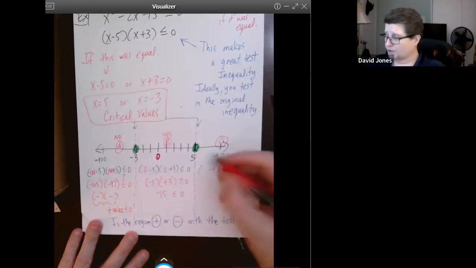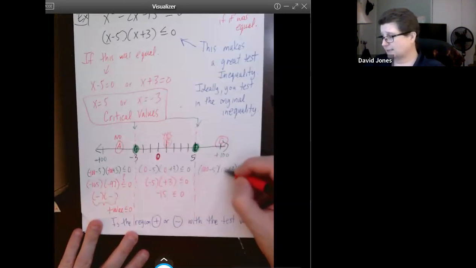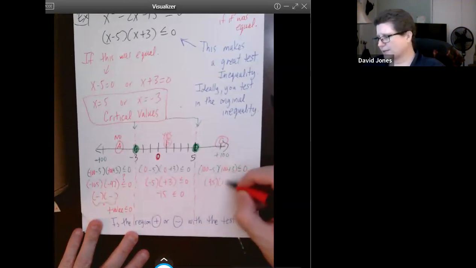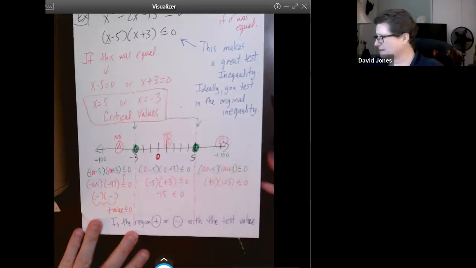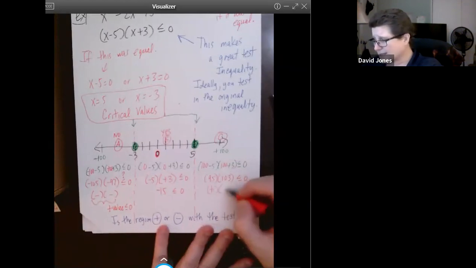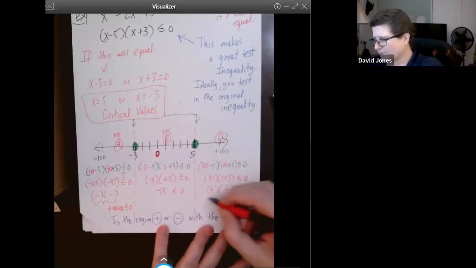And finally, I'll do the 100 on region C. 100 minus 5 is 95. 100 plus 3 is 103. Is that less than or equal to 0? I've got a positive times a positive. That's going to give me a positive value.